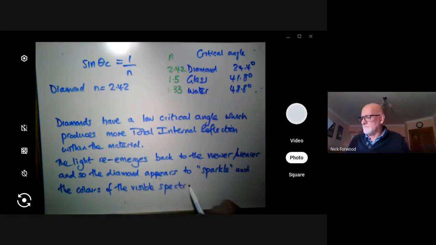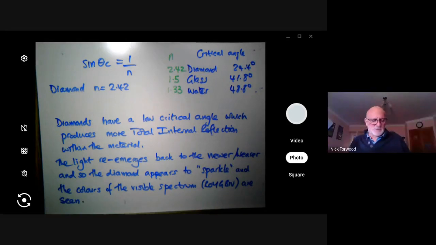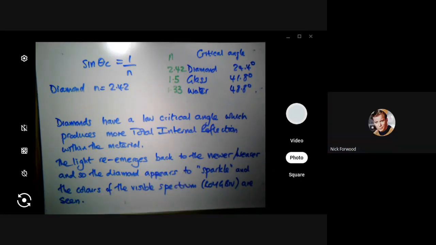And what do you see? Not only does it sparkle because the light goes around, it's totally internally reflected, it gets split up into the colours of the visible spectrum, and the colours are ROYGBIV. They're seen, and that's what produces the sparkle. I think that's about all you really need to know about diamonds.